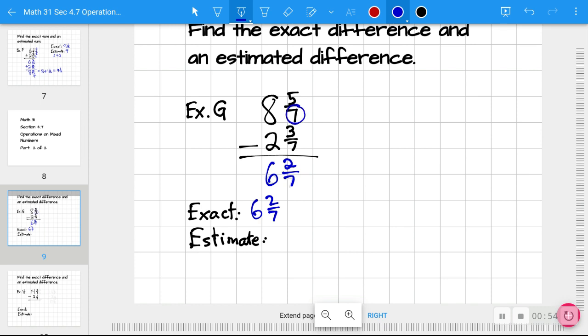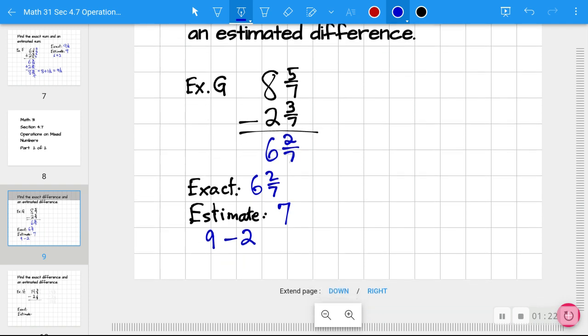7, if you cut it in half, is 3.5, so this is past halfway. So we're going to bump this to 9. And then 3 sevenths is just shy of the halfway point, so we don't do anything with the 2. We don't bump it up or notch it. So it turns out to be 9 minus 2 is our estimate, and it's not quite as good as some of the estimates we had on the previous video. 7 is a little bit off from 6 and 2 sevenths, the exact answer.